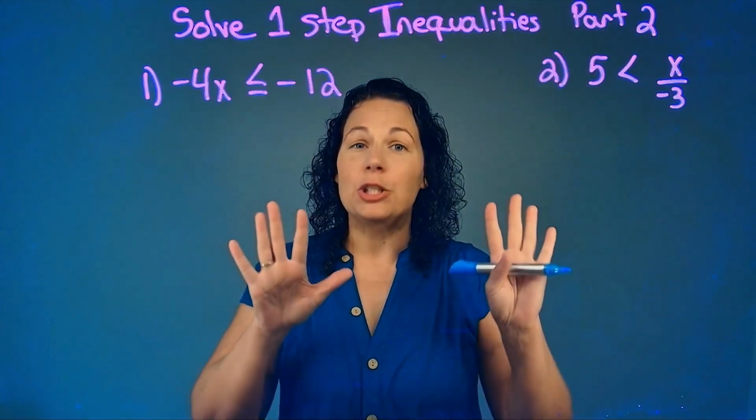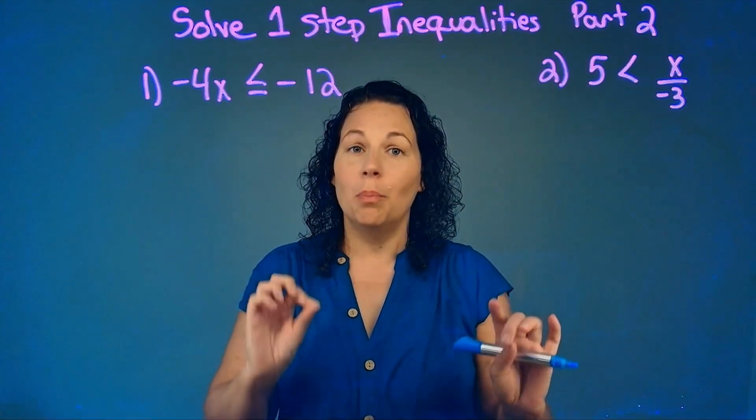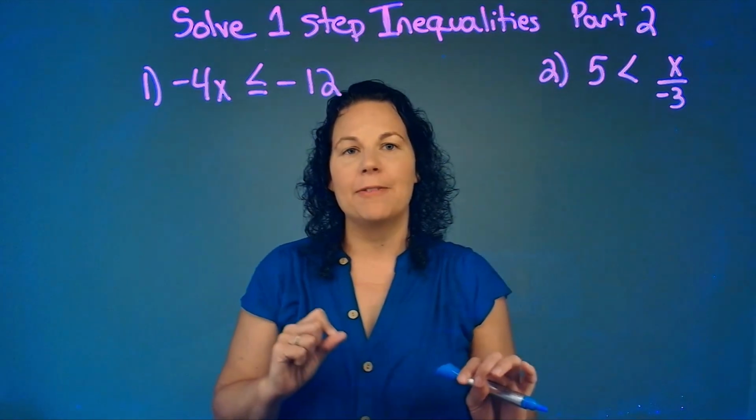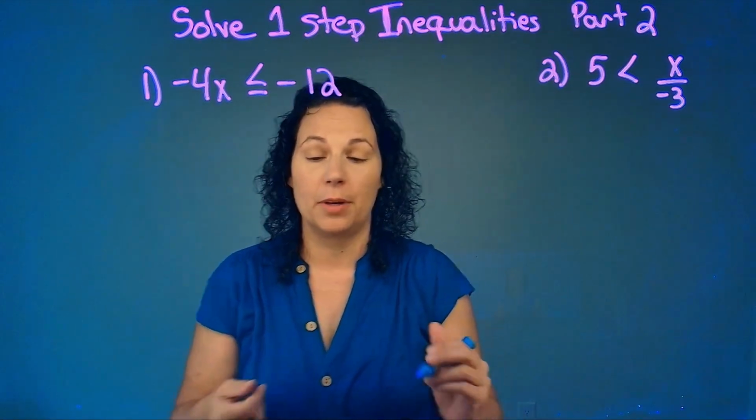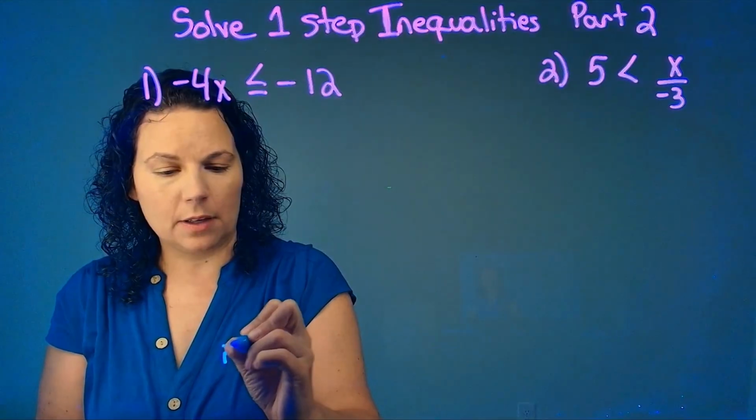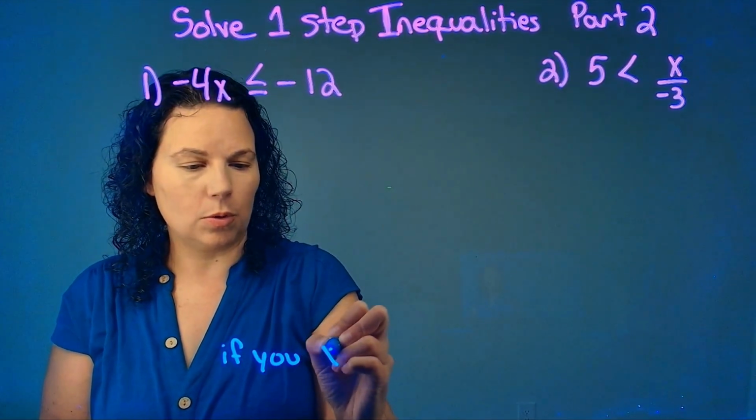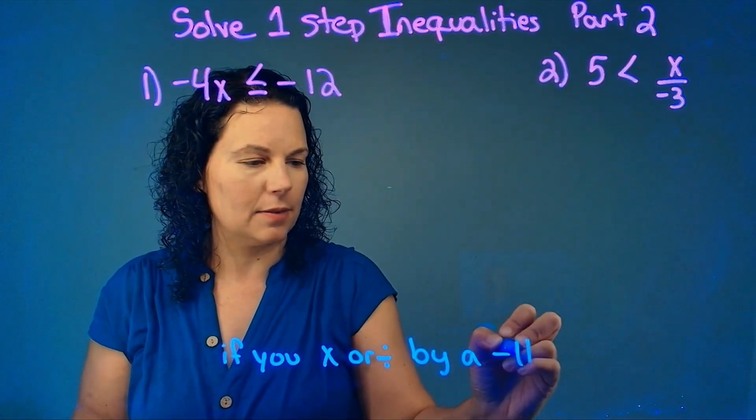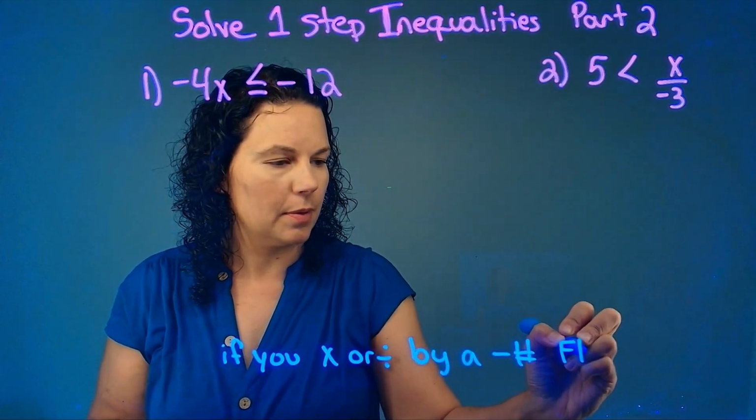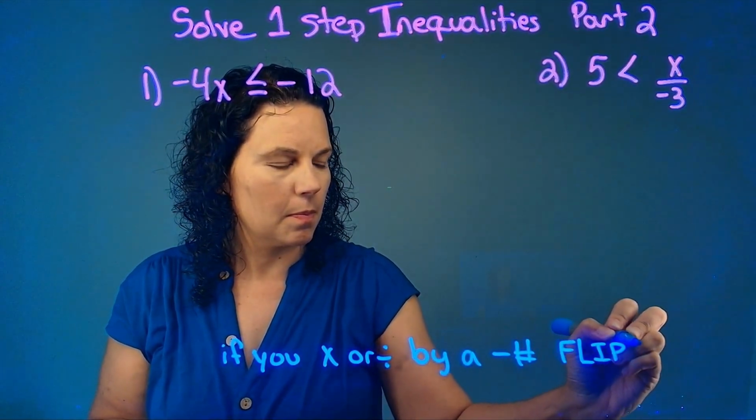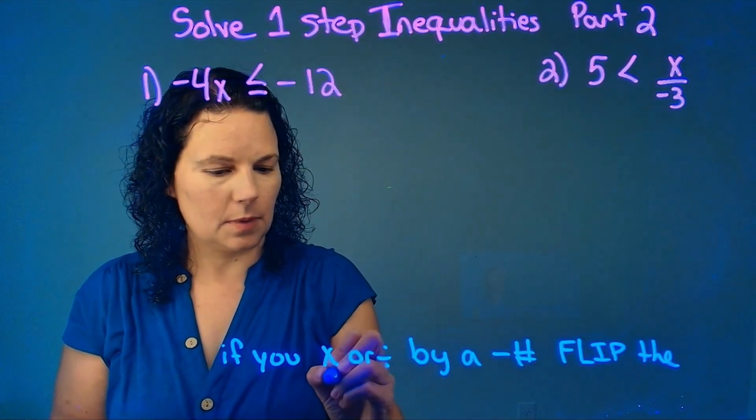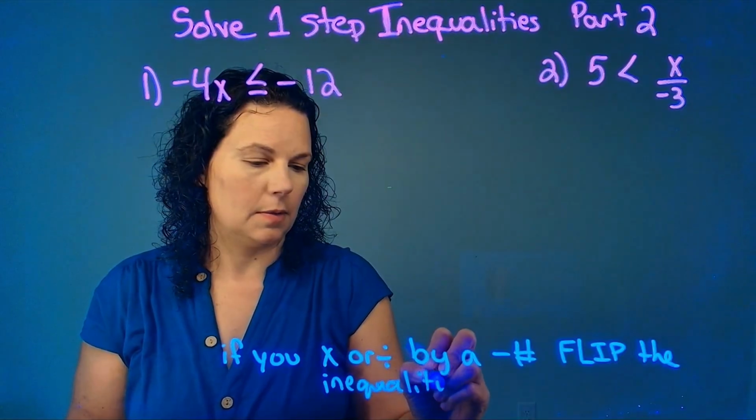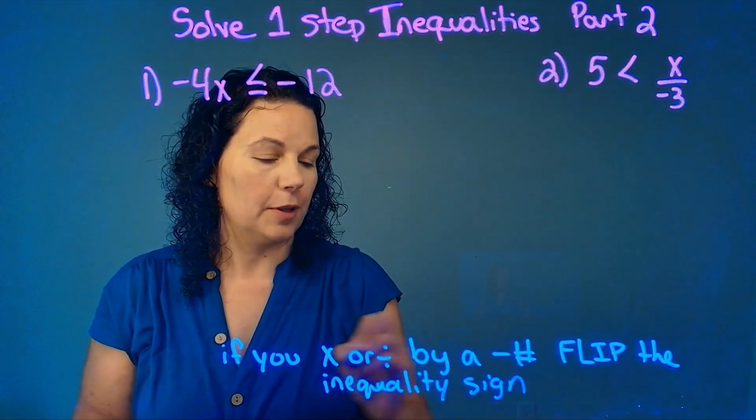We solve these just like we're solving an equation, but when we multiply or divide by a negative, we have to flip our sign over in the middle. I'm going to write that at the bottom over here. If you multiply or divide by a negative number, flip the inequality sign. Flip the inequality sign.